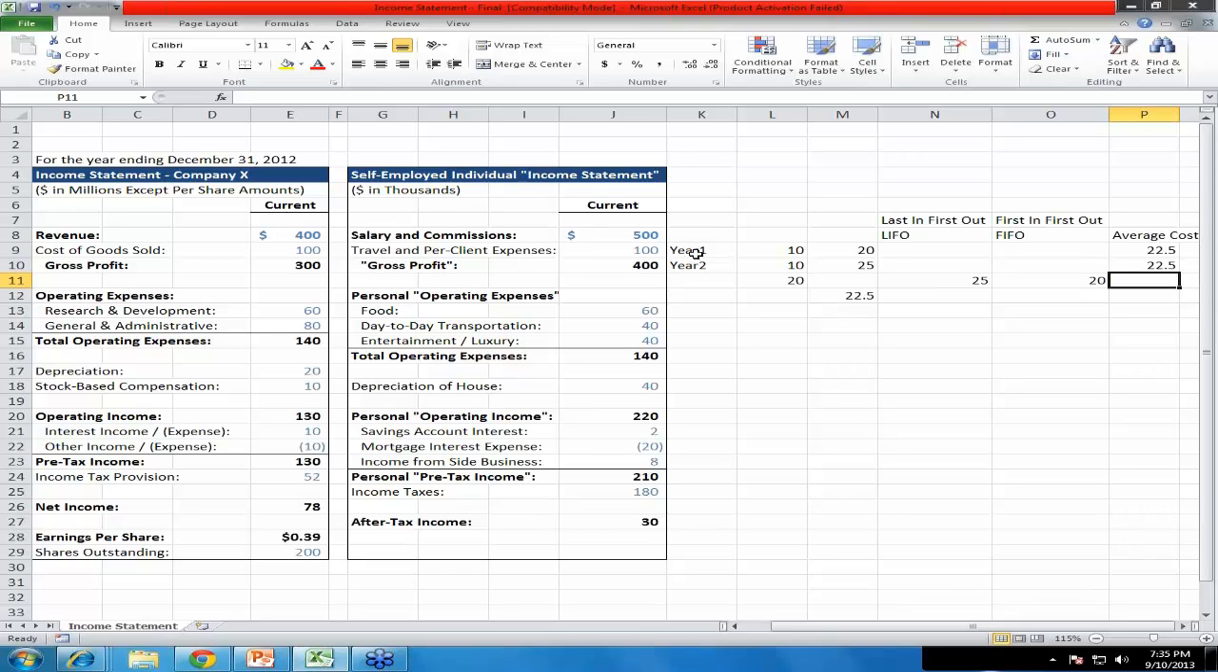So these are the different ways in which cost can be allocated, and to a certain extent it is utilizing your best guess as to how you would like to allocate that cost, whether you want LIFO, FIFO, or average cost.